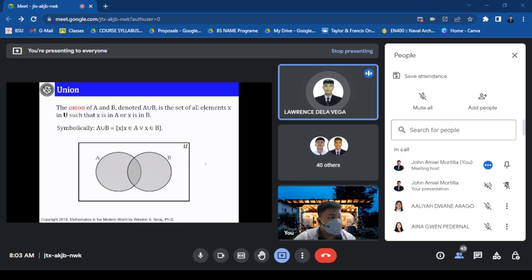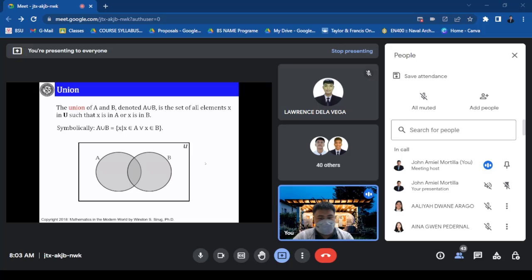The union of A and B, denoted A union B, is the set of all elements X in U such that X is in A or X is in B. Okay. So, symbolically, yan, A union B. So, to illustrate, dalawang set, set ng A and then set ng B. So, ang mag-union sa kanya is yung gitna.